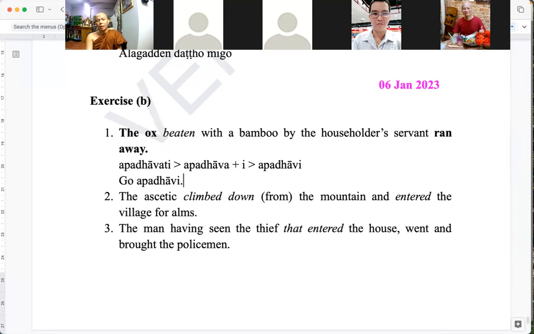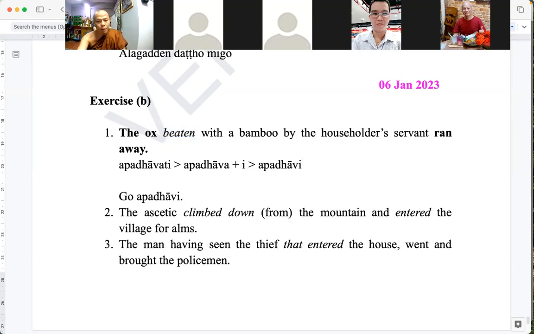But now the sentence is longer, with modifiers, you see. These phrases or words are modifying what? Modifying the ox. The ox is modified by the beaten. So beaten is an adjective, a past participle adjective, from beat. Sorry, I said bite. B-E-A-T, beat.